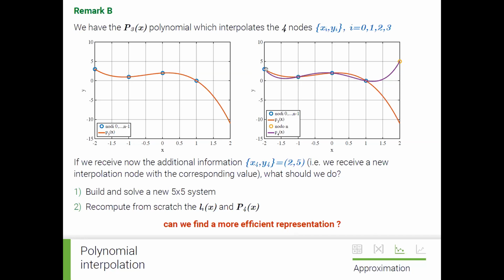But yes, we have the same 4 evaluation points, so 1, 2, 3, 4 are the same. But the last one, 2, 5, is not the same. So we don't have the fifth one here. Here we add the fifth one, and the graph will be another one. You can see this from this table and this graph.